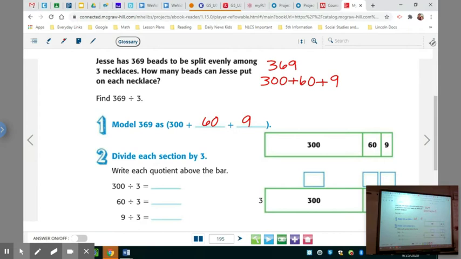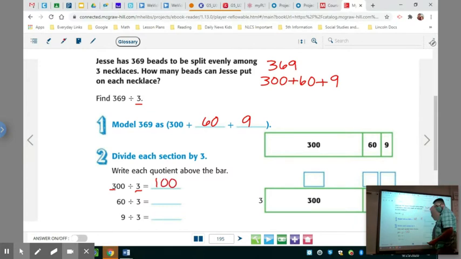We have that right here in this section. We're going to divide each section by the divisor 3. So you can see they've taken 300 divided by 3, 60 divided by 3, and 9 divided by 3. So 300 divided by 3 is what? 100. 3 goes into 3 how many times? 1. And then there are 2 zeros we have to put over here.